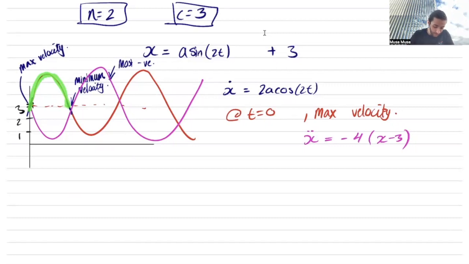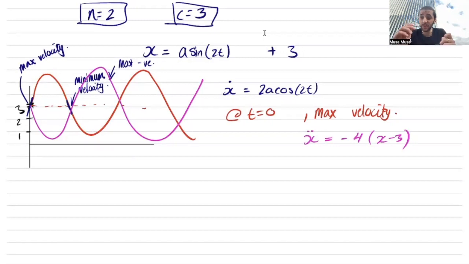Then, here you have minimum velocity, right? Or the most negative velocity you have. But here you have positive acceleration because the second derivative is positive. So having positive acceleration when you have negative velocity means you're slowing down in the negative, right? You're decelerating in the negative.